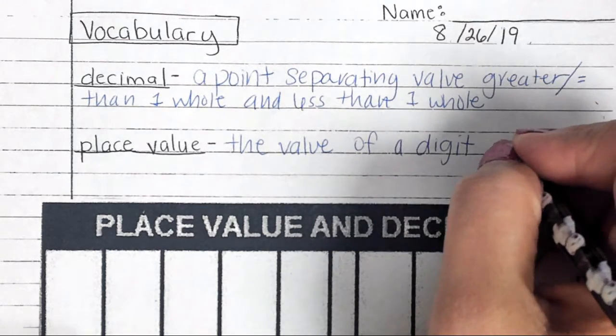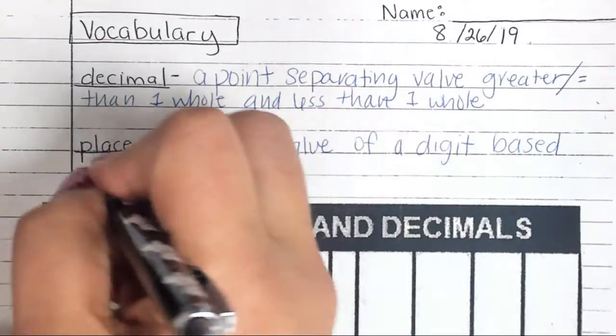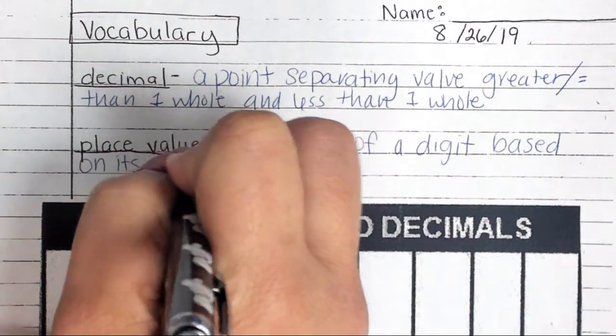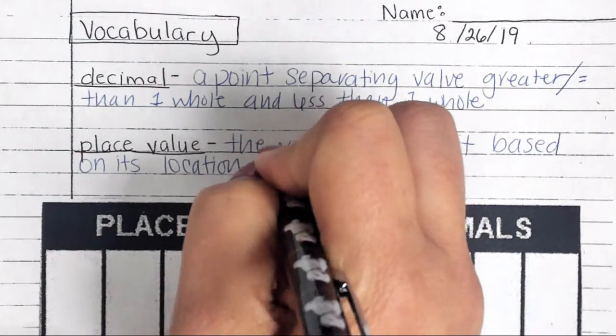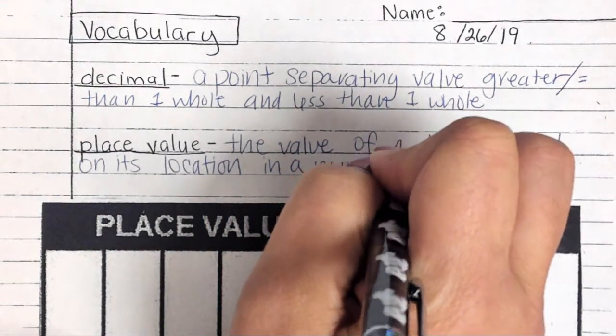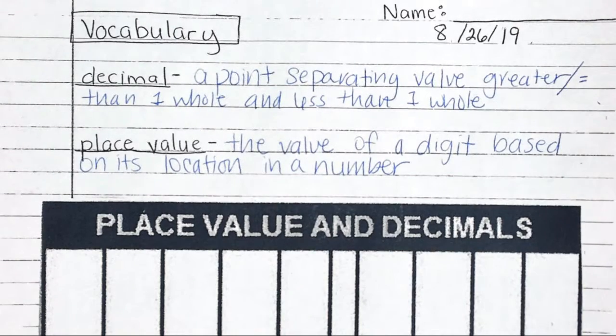So the value of a digit based on its location, like Wyatt said, in a number. If we have the digit 3 and it's in the ones place, what's its value? 3. But if it's in the tens place, what's its value? 30. If it's in the hundreds, it becomes 300. So the same digit, but based on the place it's located, its value changes drastically. Okay? So those are our 2 new vocab words.